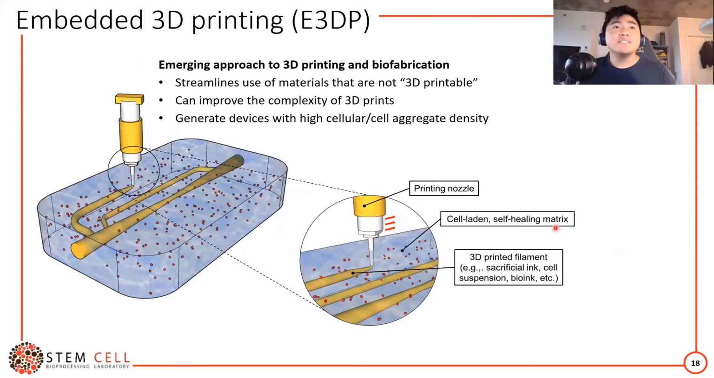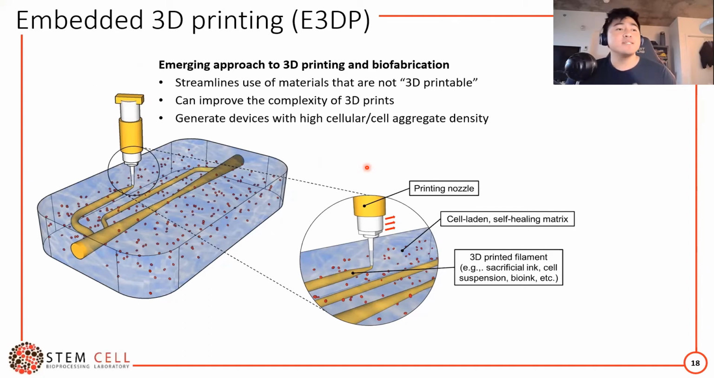So the next case study that we're going to talk about is embedded writing. This is a different type of 3D printing where instead of the ink having the mechanical properties in order for it to be 3D printable, we have a matrix or a bath that you're 3D printing into, and that bath is providing the support for your 3D print so that your ink doesn't have to have the 3D printability.